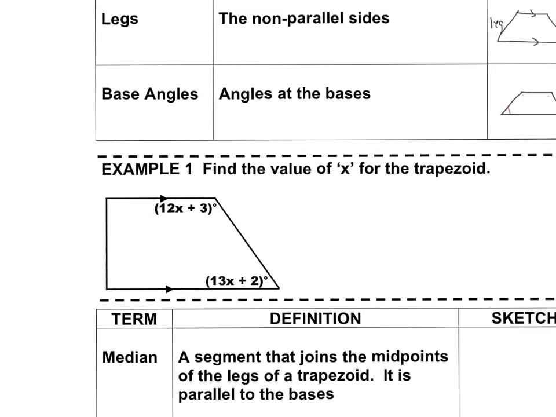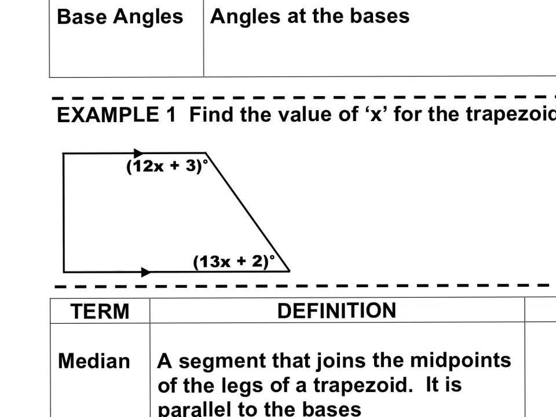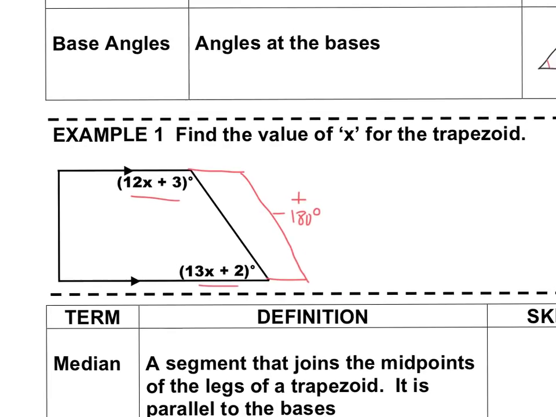So let's look at this problem here. We haven't learned any of the properties yet except for parallel sides, but that's all we need to find x in this trapezoid. If I extend the bases, I have two lines cut by a transversal, which makes 12x plus 3 and 13x plus 2 same side interior angles. And guys, same side means supplementary. That means they have a sum of 180 degrees. So if we add these up, we can set it equal to 180 and we can solve for x.